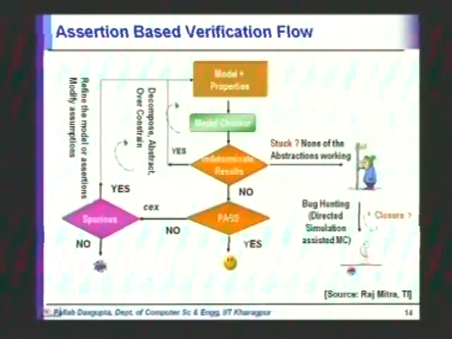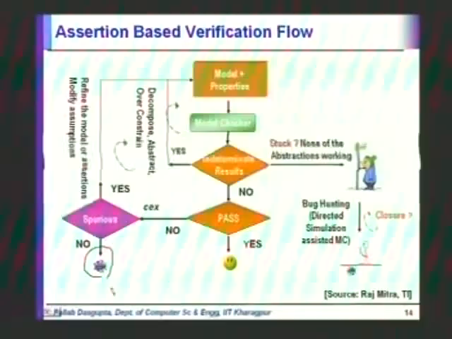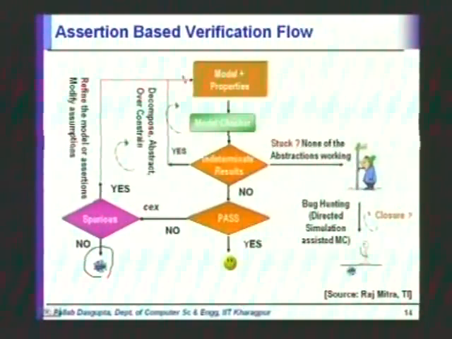Then when you have an abstraction where you have some result, you still do not know whether that result is valid or not, because you have proved it on an abstraction. So then what you do is you check that counterexample on the design to check whether it is spurious or not. If it is spurious, then you refine the abstraction and go back here. If it is not spurious, then you have the bug. Otherwise, you have to go back here.